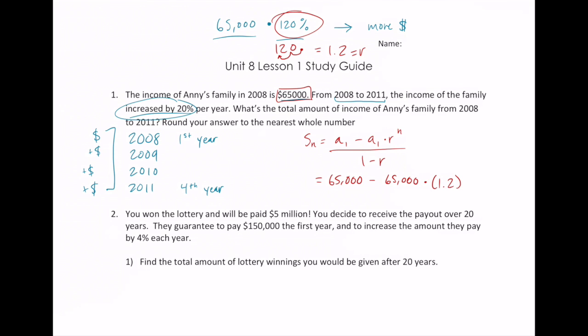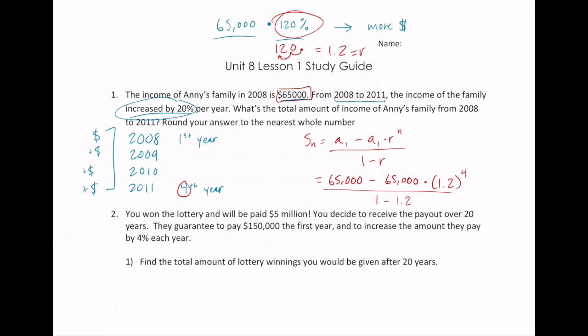n is the year that we're looking at, or the number in the sequence. In this case, we're trying to find out the fourth year. So 4 is my n value. And now we're going to divide it by 1 minus r, so 1 minus 1.2.